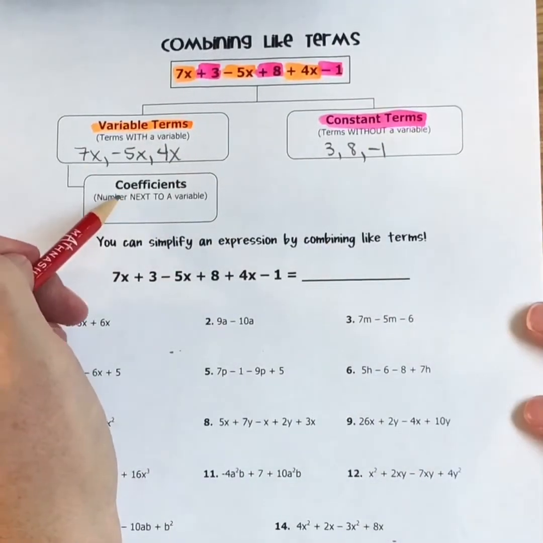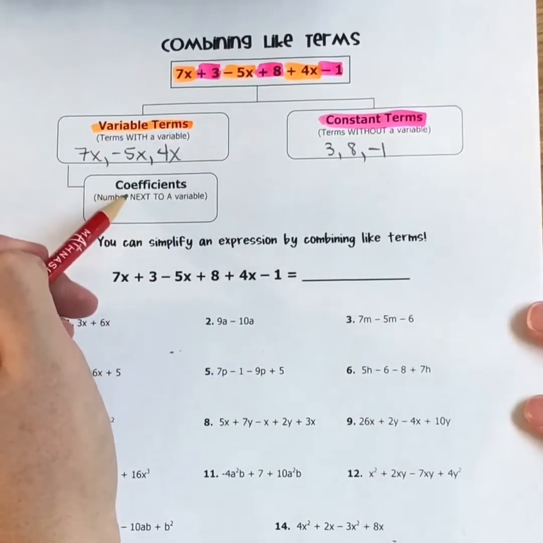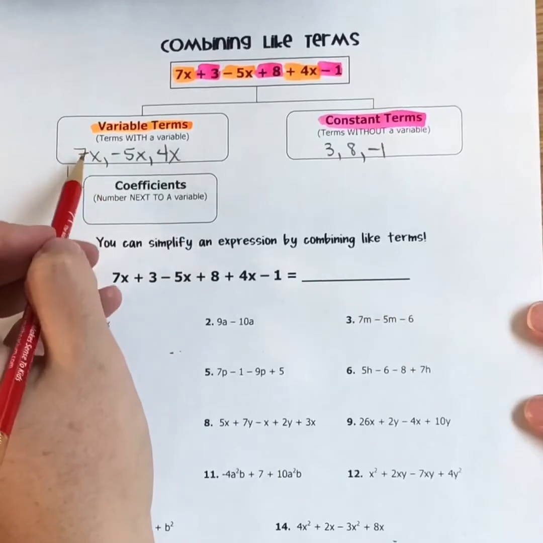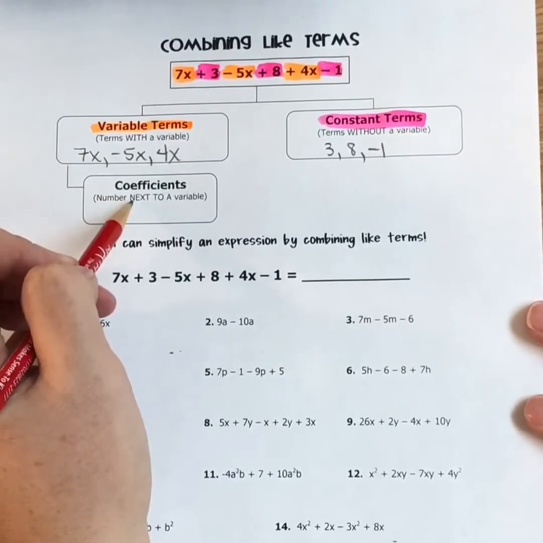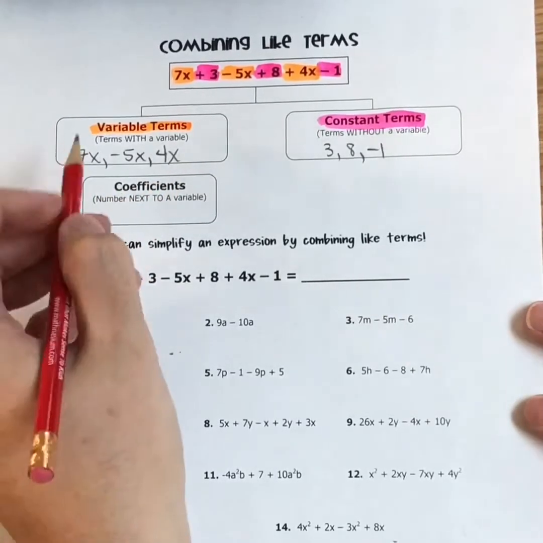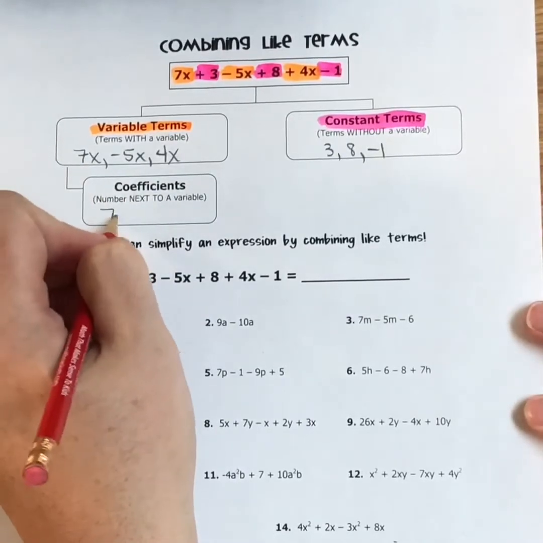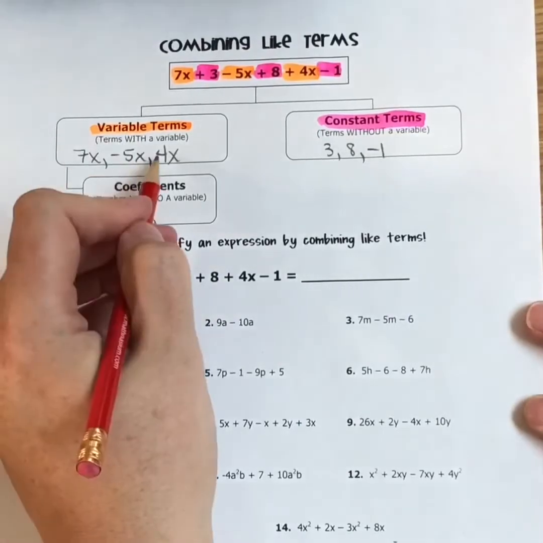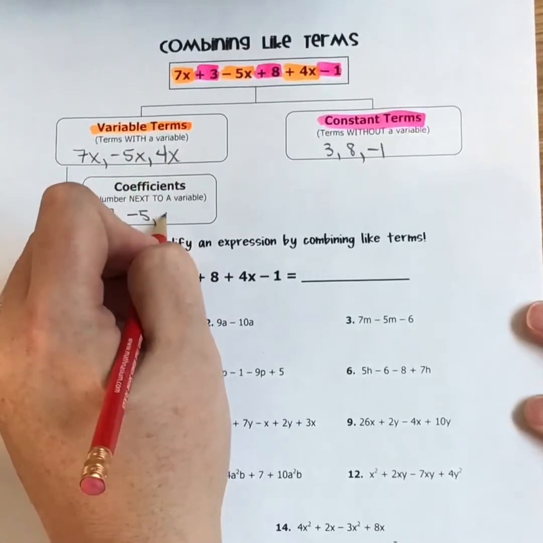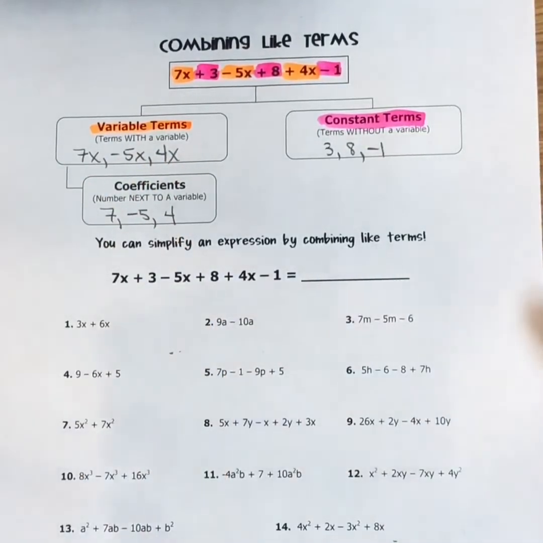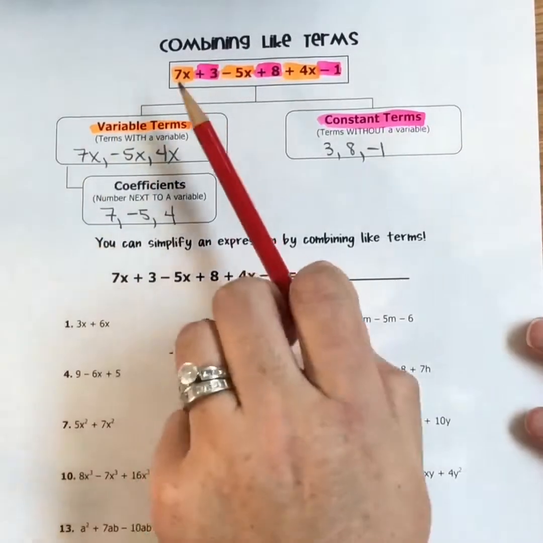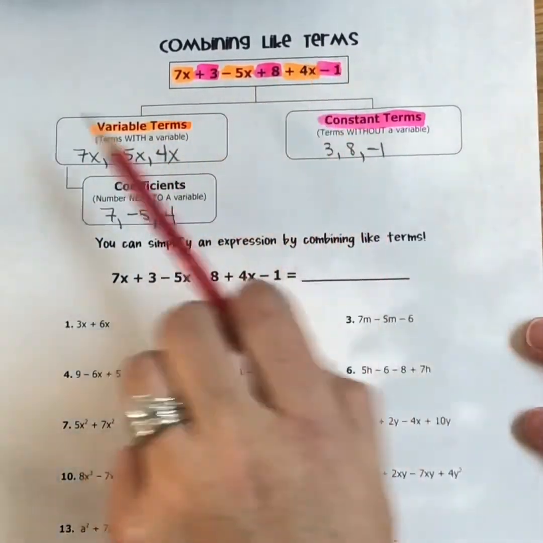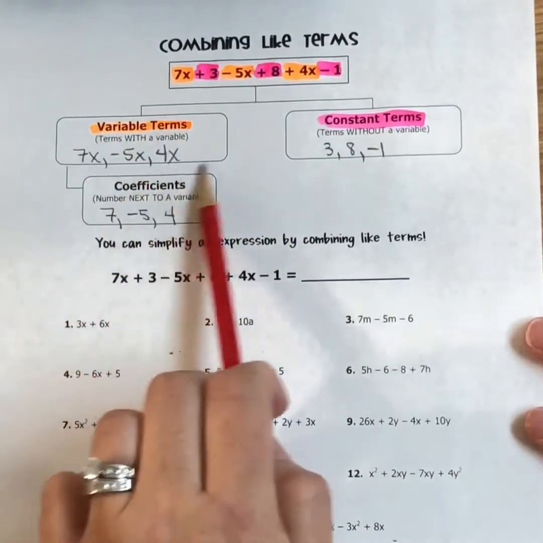Now, coefficients. Under the variable terms, we consider the number in front of the variable the coefficient. So that's a vocab word. Basically in 7x, the coefficient is 7. In negative 5x, the coefficient is negative 5. And in the variable term 4x, the coefficient is 4.